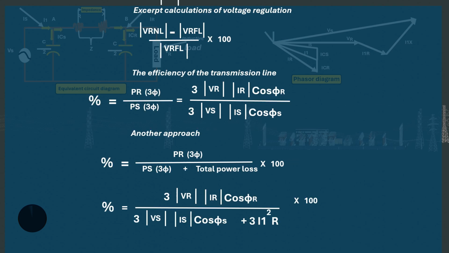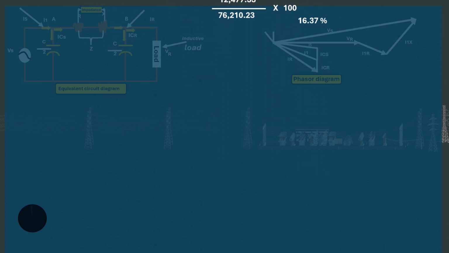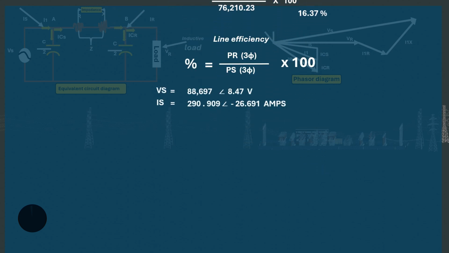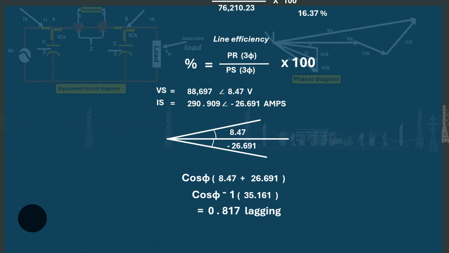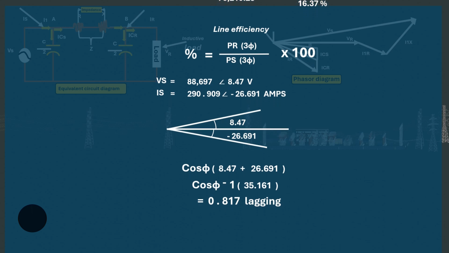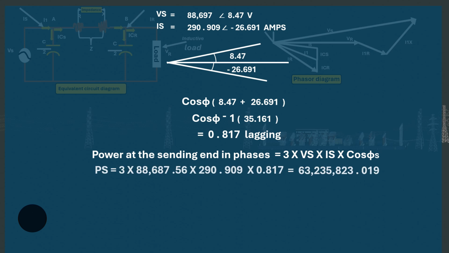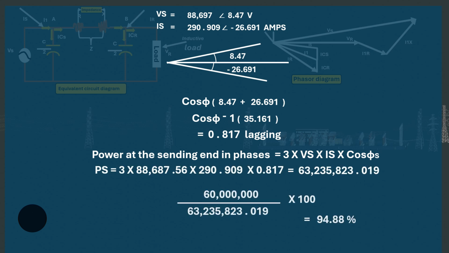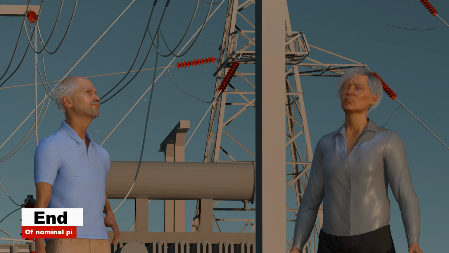Finally, the line efficiency can be calculated also. That is the receiving end power PR all over the sending end power PS times 100. But before we go ahead, we'll need to calculate the sending end power. So we will combine the angles of both the sending end voltage Vs and the sending end current Is. We can have this phasor diagram here. When combined, the result will be cos 35.161, which is equal to 0.817 lagging. So we can have this equation for the sending power, which will equal 63 megawatts. Now, when we divide them, our line efficiency will be 94.88%, and that is for today's series.